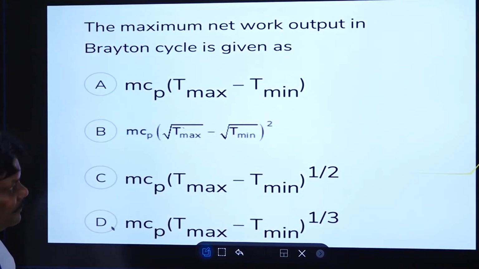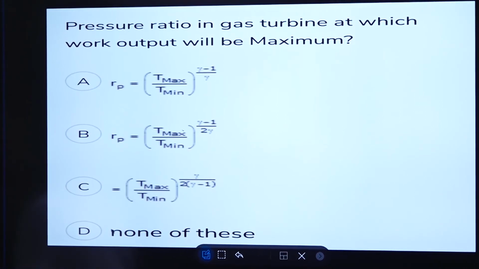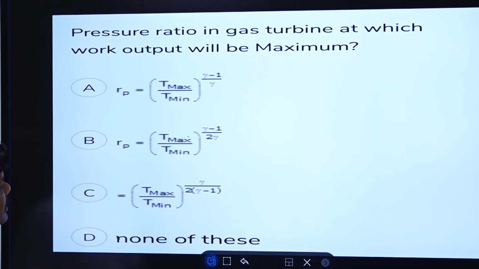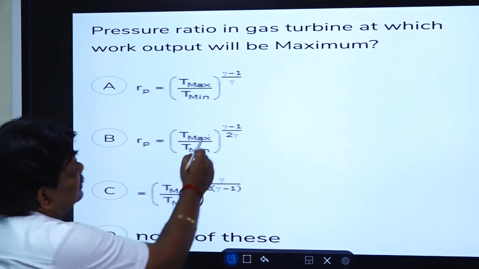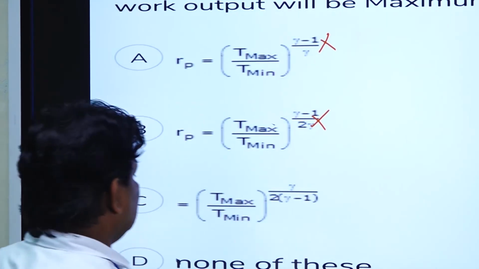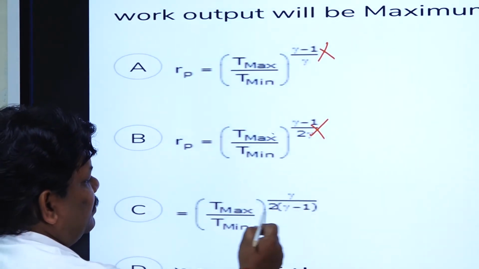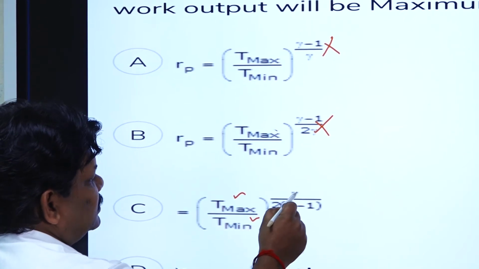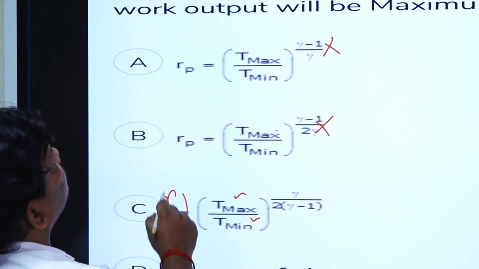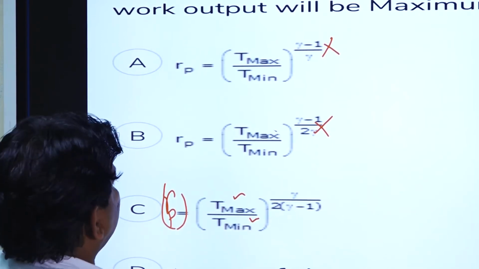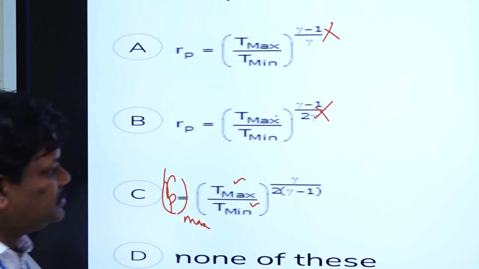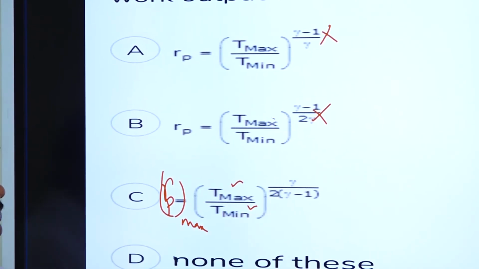So you have to be thorough with the formulas also. The next one is the pressure ratio in a gas turbine at which work output will be maximum. When it will be maximum, T max by T minimum to the power gamma by 2 into (gamma minus 1). So this is the thing, that is RP. For the maximum work output, RP optimum, the power 1 by 2 becomes gamma by 2 into (gamma minus 1).